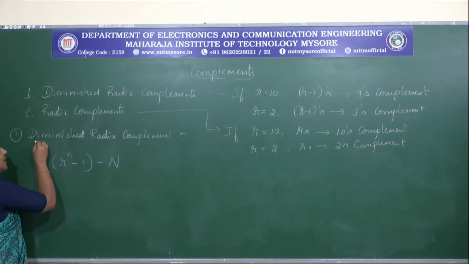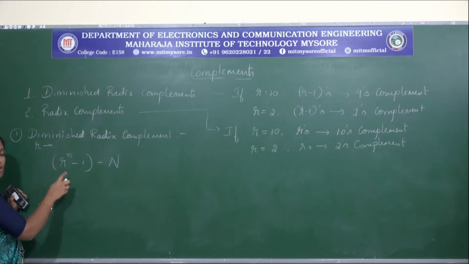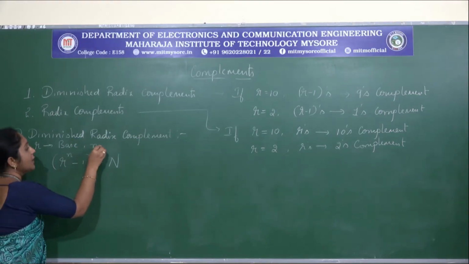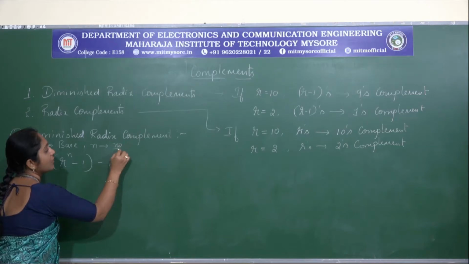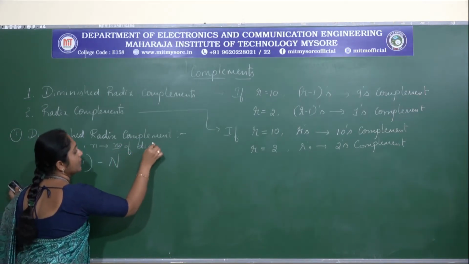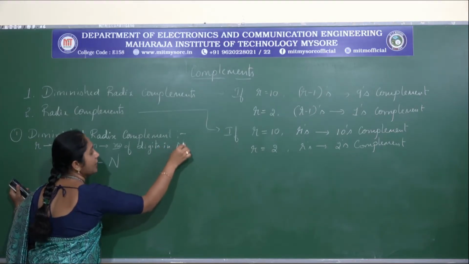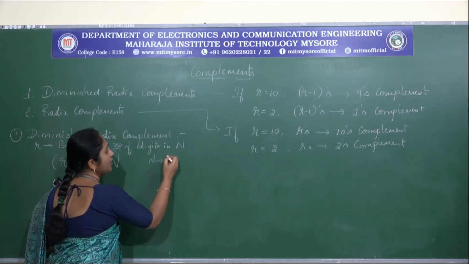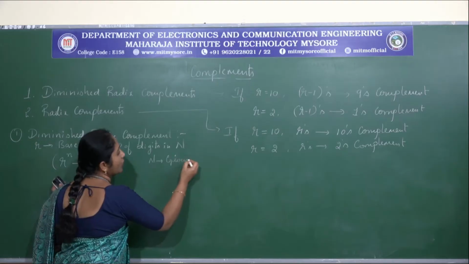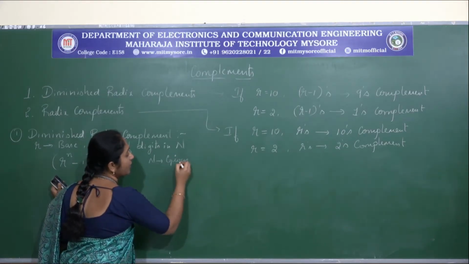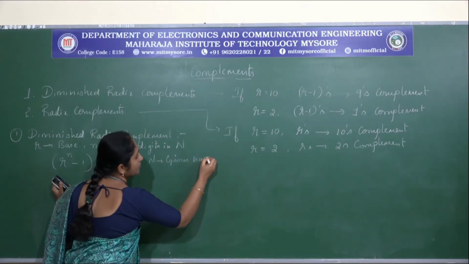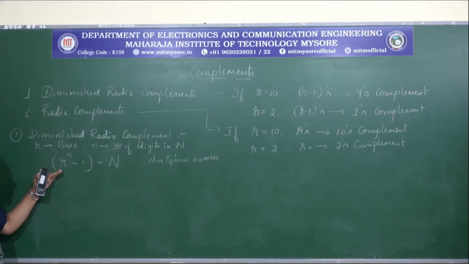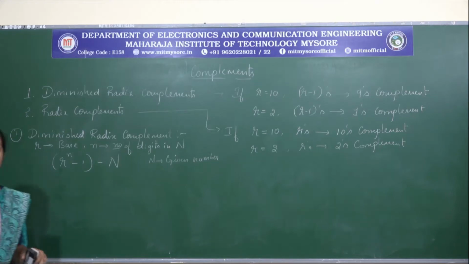Here r is the base or the radix. Small n is the number of digits in capital N. Capital N is the given number for which we need to obtain the complement, any of the complements. Now let us see how to obtain 9's and 1's complement.